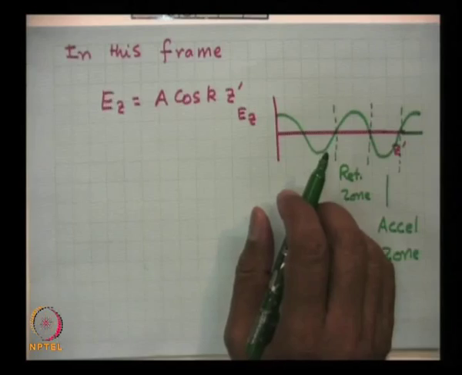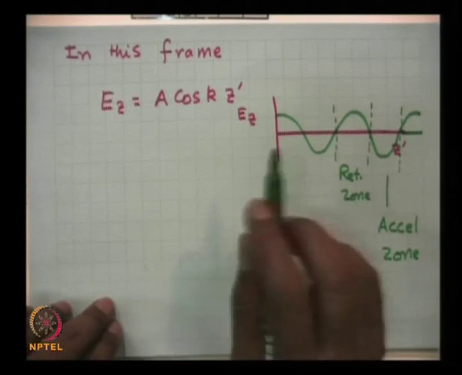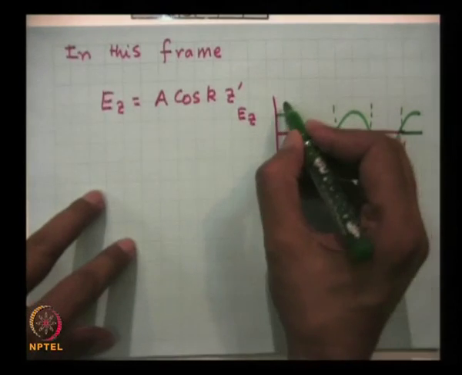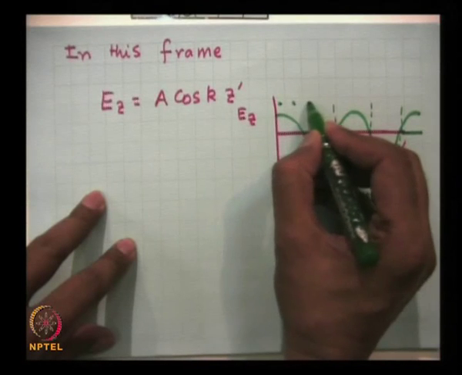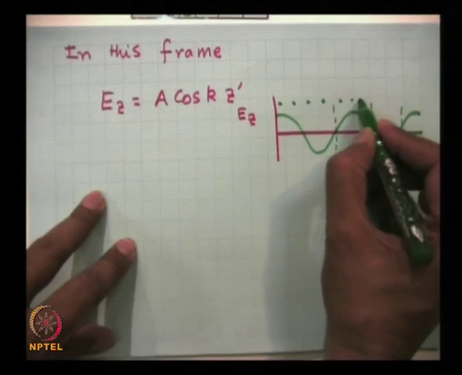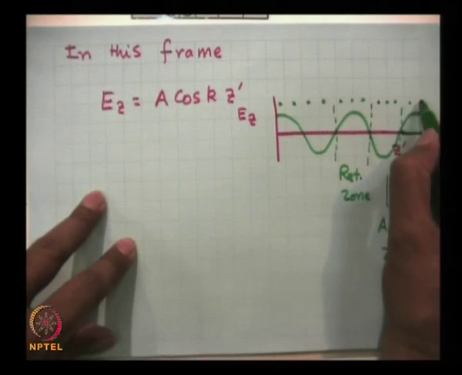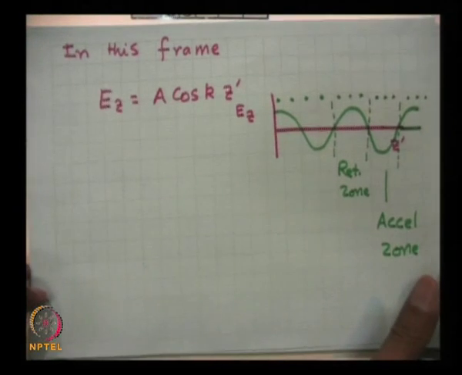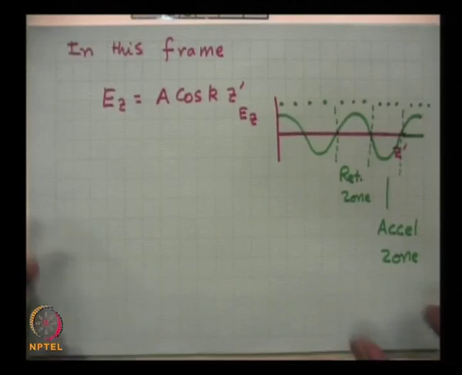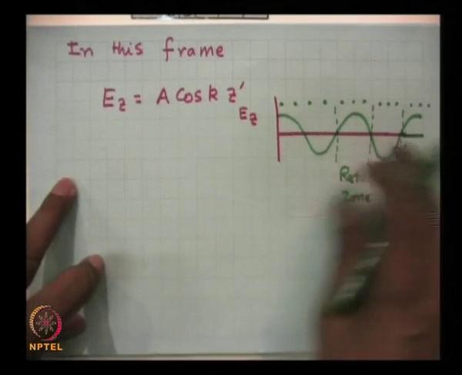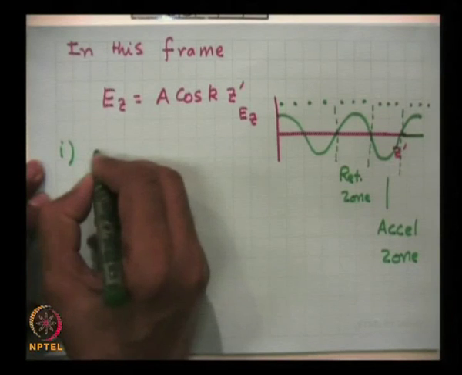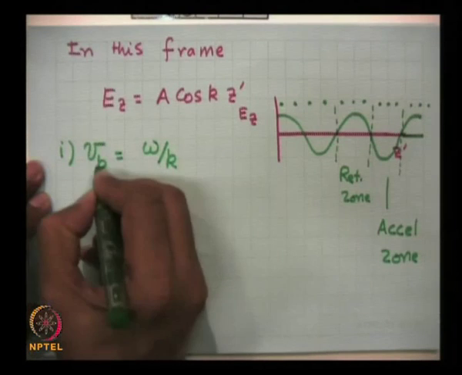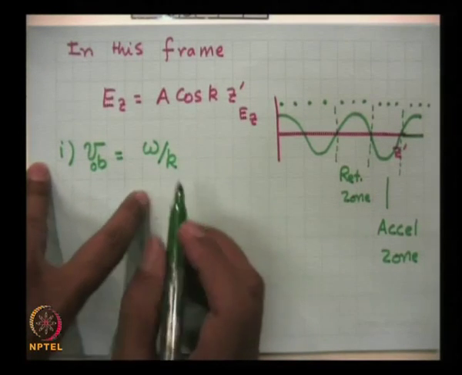I want to understand the interaction of an electron beam with such a wave. In the plasma, electrons are everywhere and the wave also exists everywhere. So, suppose these are the electrons I have located. There are three possibilities. One case is when the beam velocity V0b, the equilibrium beam velocity, is equal to omega by k, the phase velocity of the wave.